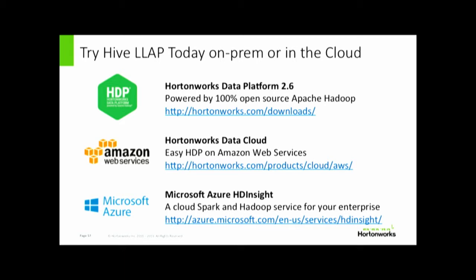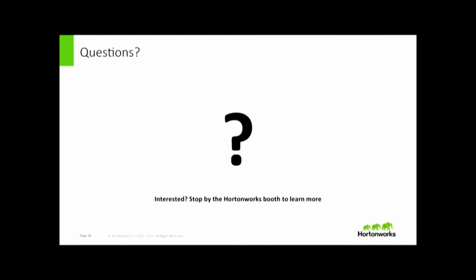Hortonworks Data Platform 2.6 has the latest version of LLAP, and as I said before, the recommended version is the latest one, 2.6.1. You can also use LLAP on Hortonworks Data Cloud on AWS, and you have a link here. And you can use it in Microsoft Azure HDInsight, which has support for both Spark and Hive LLAP on Azure. That's about it. Do you have any questions?